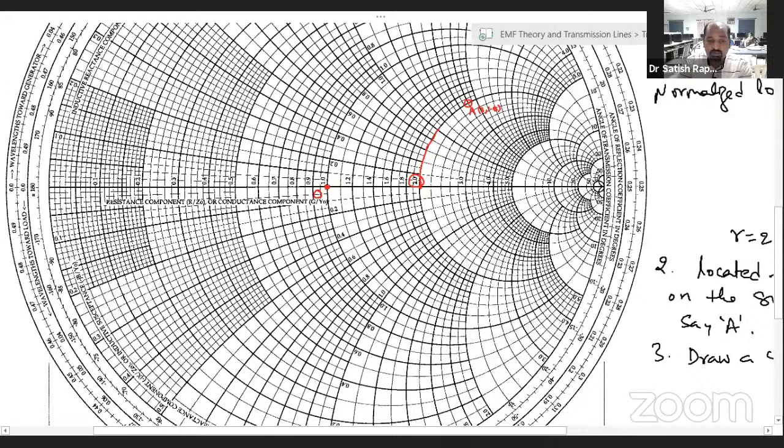That means R is equal to 1 circle here. So we need to draw a circle with the radius OA. Let me first draw the radius OA. This is the line OA. So this is O and this is A, and we need to draw a circle with the radius OA.